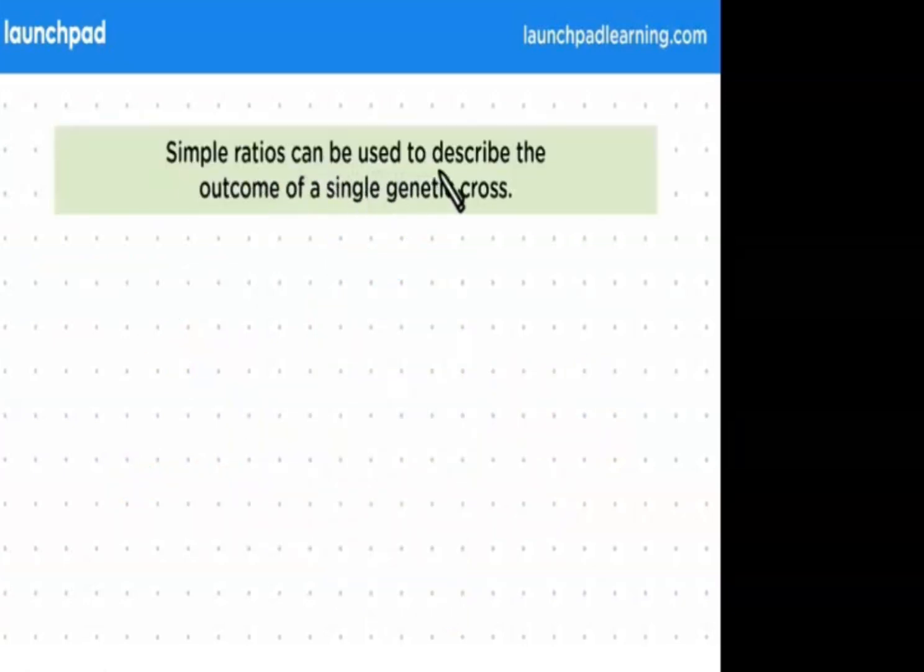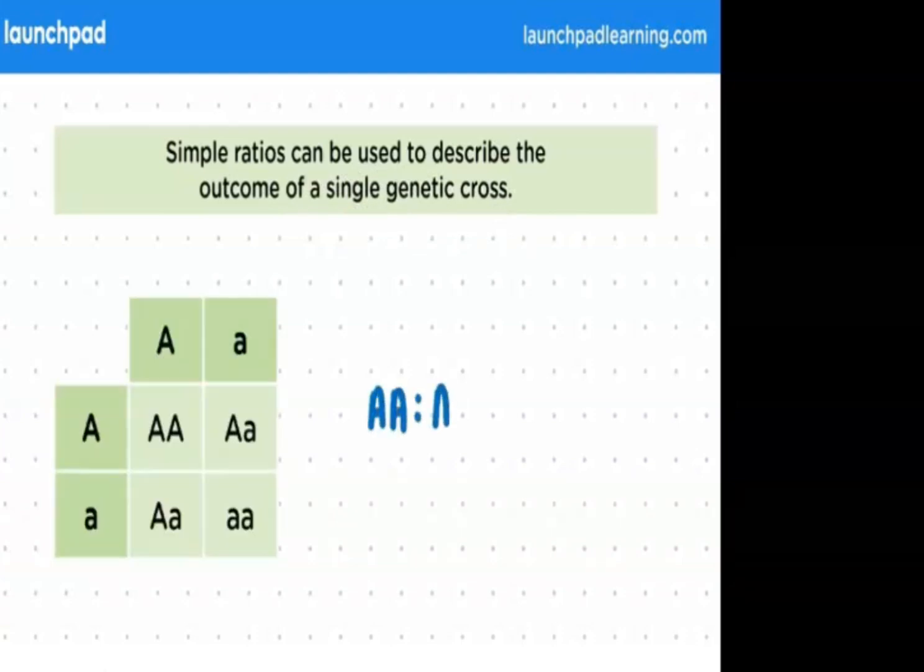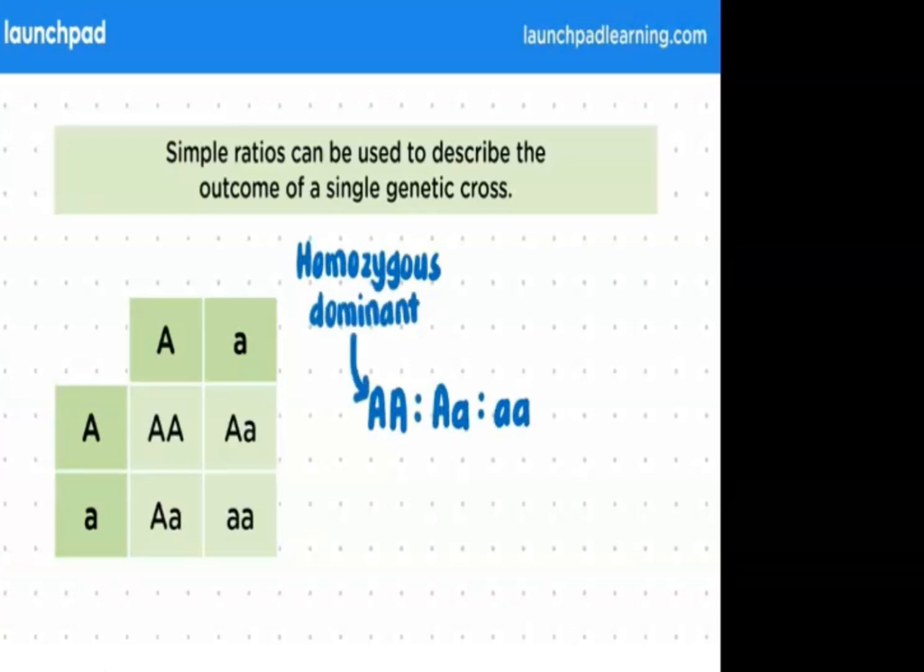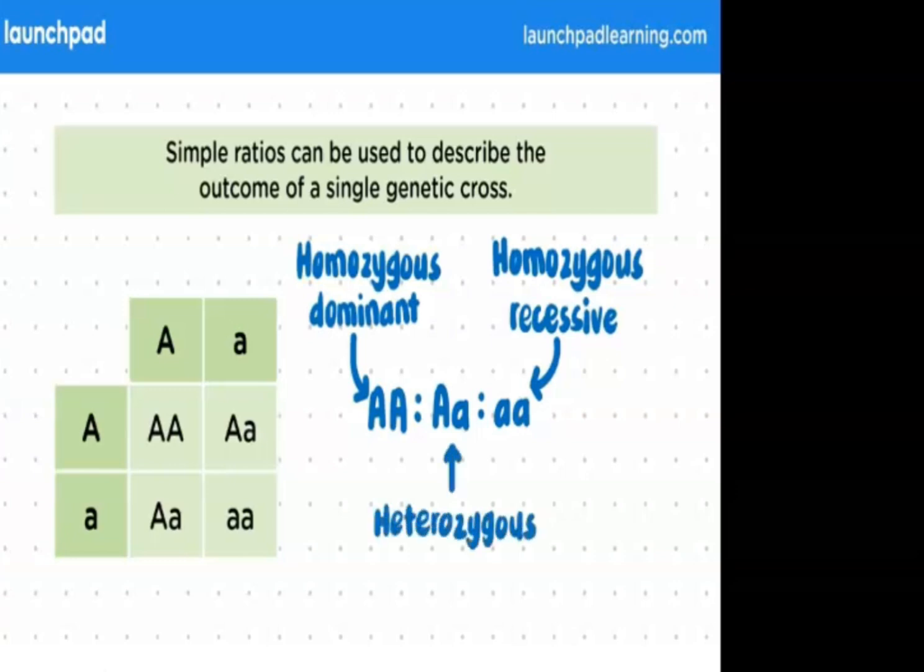Simple ratios can be used to describe the outcome of a single genetic cross. So let's write out these genotypes as a ratio. So here we have the homozygous dominant genotype, and at this end the homozygous recessive, and in the middle we have the heterozygous genotype. If we count out how many of each of these genotypes there are in the Punnett square, we come up with a ratio of 1 to 2 to 1. So one homozygous dominant, two heterozygous, and one homozygous recessive. How else can we compare these genotypes?